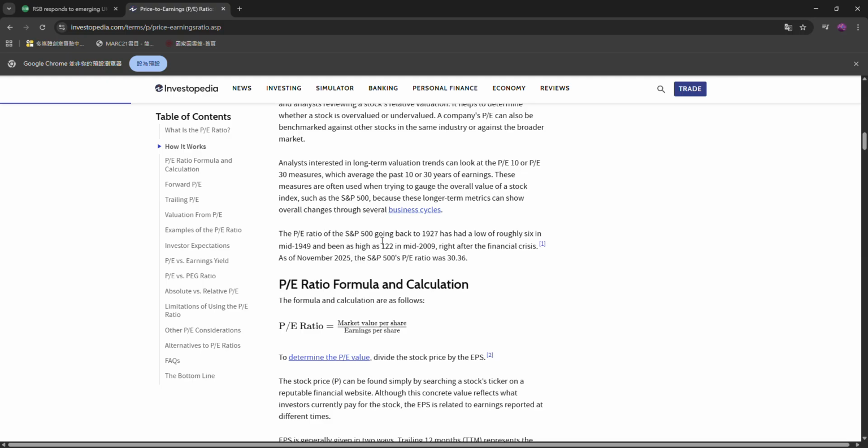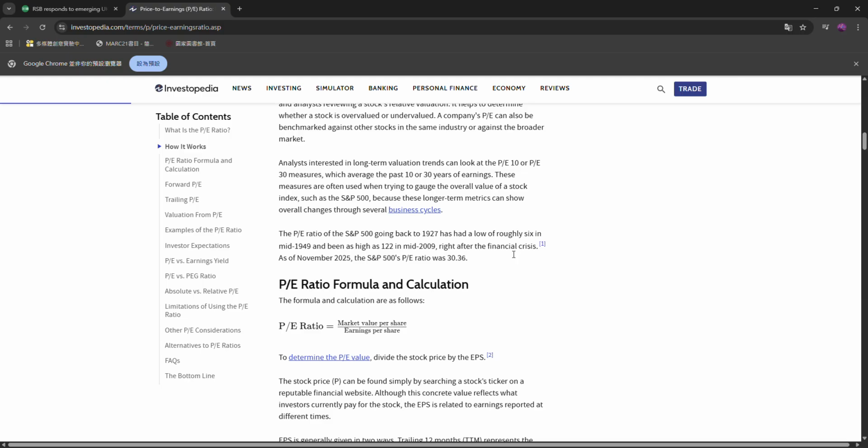The PE ratio of the S&P 500 going back to 1927 has had a low of roughly 6 in mid-1949, and has been as high as 122 in mid-2009, right after the financial crisis. As of November 2025, the S&P 500's PE ratio was 30.36.